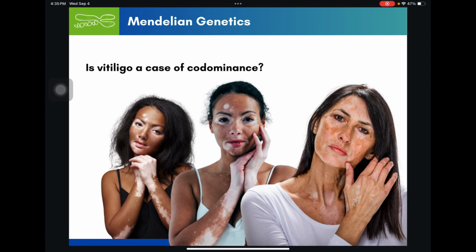I would like you to ponder this question and pause the video for a while. Is vitiligo, which is the skin discoloration as you can see in this image, a case of codominance? You might want to pause the video. Alright, so actually this is not a case of codominance, because vitiligo is an autoimmune disease wherein the skin fails to produce pigmentation. So again, this is not a case of codominance.